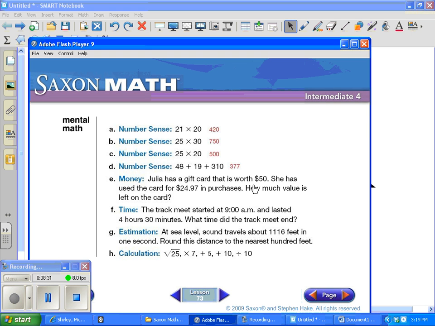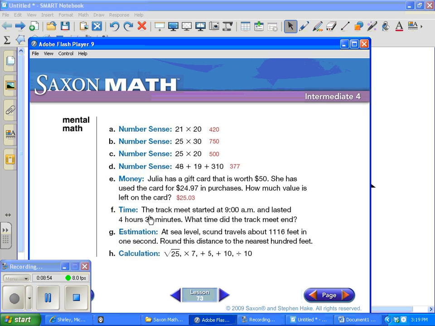Julia has a gift card that is worth $50. She has used the card for $24.97 in purchases. How much value is left on the card? Well, we know this is very close to $25, right? It's 3 cents away. And then from 25 all the way to 50 is $25. So it's $25 plus that 3 cents.